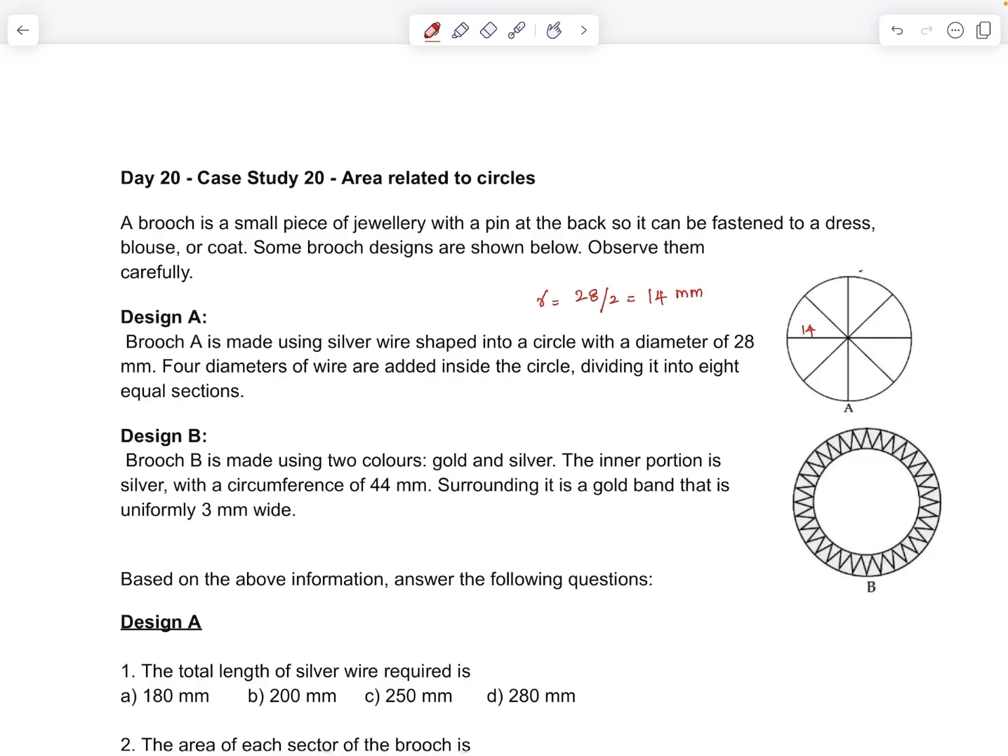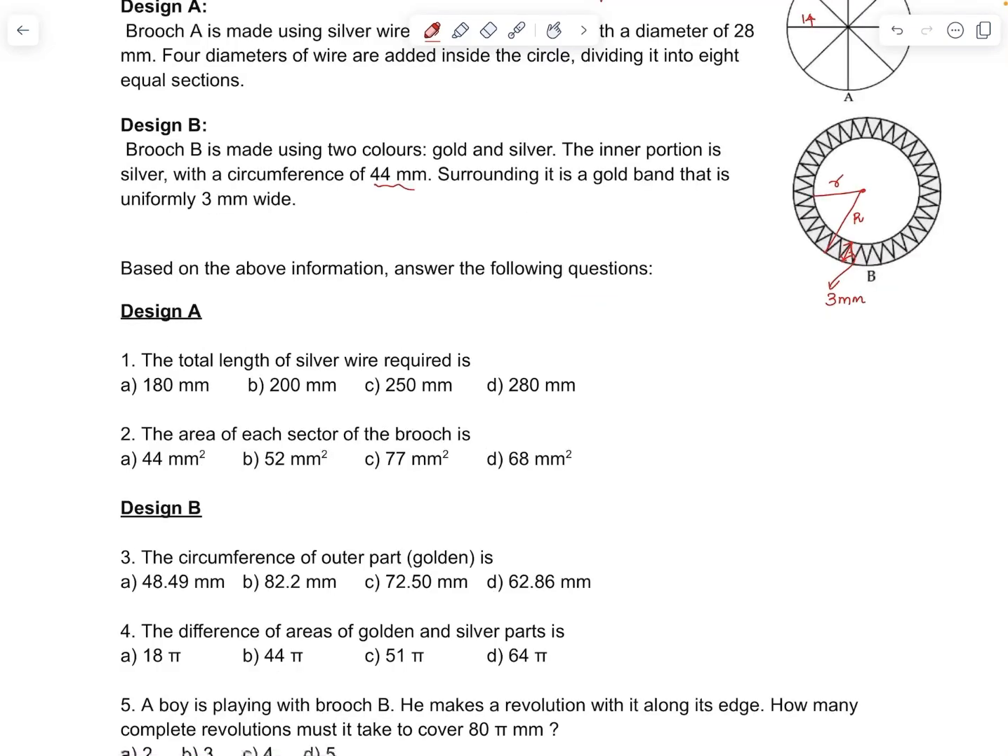Design B. Brooch B is made using two colors, gold and silver. The inner portion is silver with a circumference of 44 millimeter. Surrounding it is a gold band that is uniformly 3 millimeter wide. Based on the above information, answer the following questions. The radius of the inner ring is not directly mentioned, but we have the circumference of the circle given. For now, let's name the radius as small r and the radius of the outer ring as capital R. The uniform width is 3 millimeter. Questions 1 and 2 are based on design A.